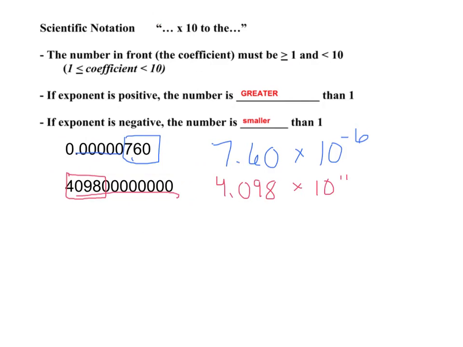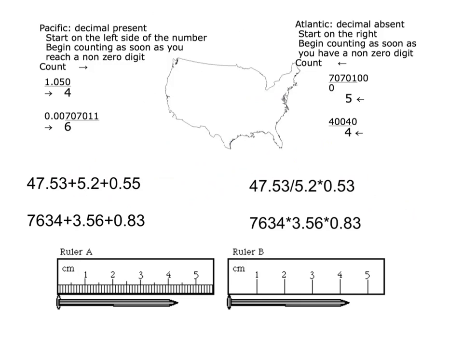Again, I remember this because given my number in scientific notation, in order to convert it back to standard notation, I'm going to have to move my decimal towards the positive side of the number line. Now let's take a second to review significant digits. Above you'll see the basic rules, the Atlantic and Pacific rule, for determining the number of significant figures in a digit. So what really are significant figures?